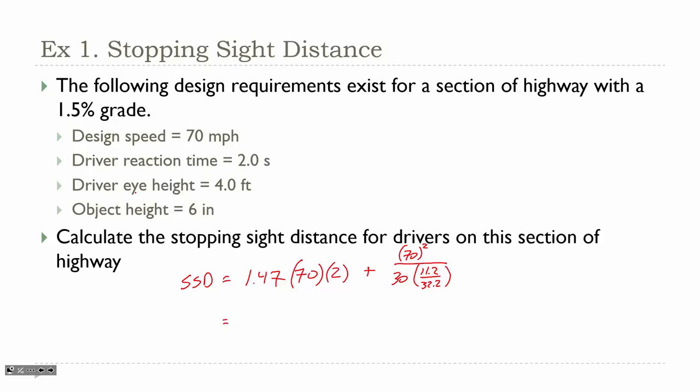So it's extra information that you need to be aware to ignore. So what's this give you? Anybody with the calculator? Give me the two components. In this problem, you're ignoring the driver eye height and the object height because those only apply to stopping sight distance on a vertical curve.